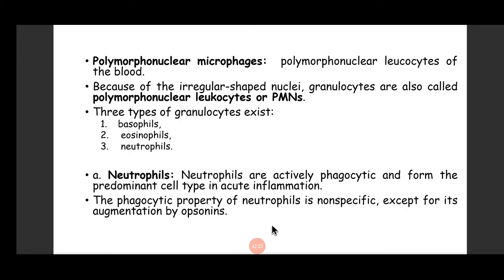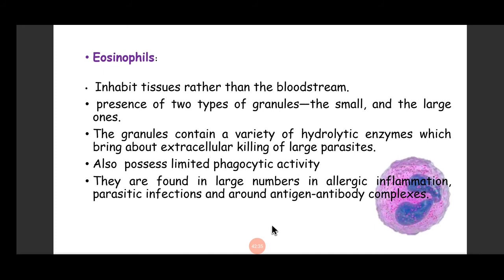Polymorphonuclear cells are of three types: basophil, eosinophil, neutrophil. Neutrophils are the actively phagocytic form. They are present in all acute inflammation. Eosinophils are present mainly in tissue, less in blood. They have two types of granules, small and large.